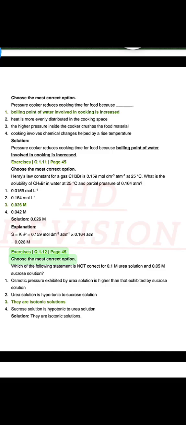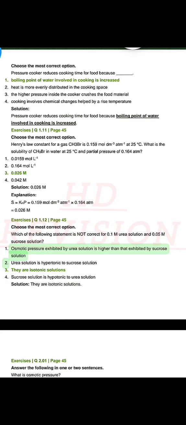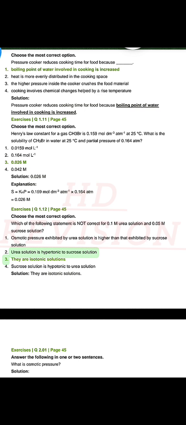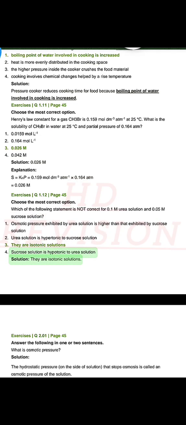Exercises Q1.12, page 45. Choose the most correct option. Which of the following statements is not correct for 0.1 m urea solution and 0.05 m sucrose solution? 1. Osmotic pressure exhibited by urea solution is higher than that exhibited by sucrose solution. 2. Urea solution is hypertonic. 3. They are isotonic solutions. 4. Sucrose solution is hypertonic. Solution: Urea solution is hypertonic; they are isotonic solutions.